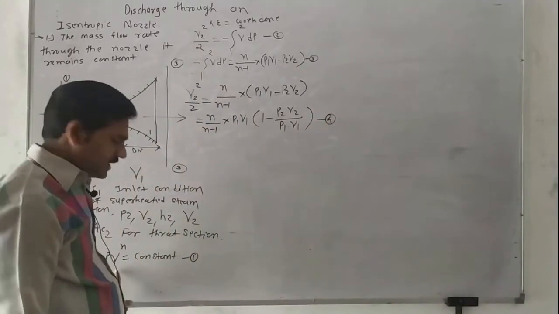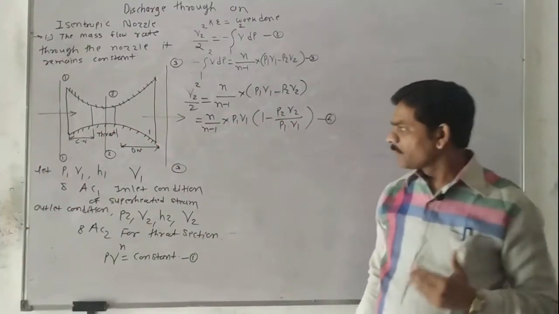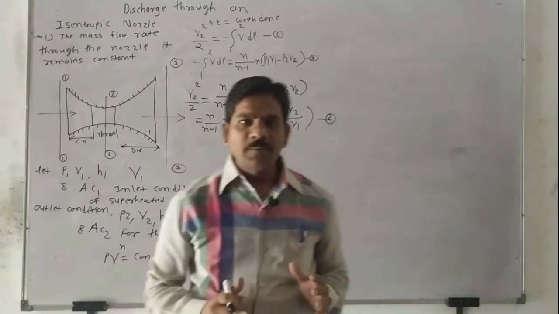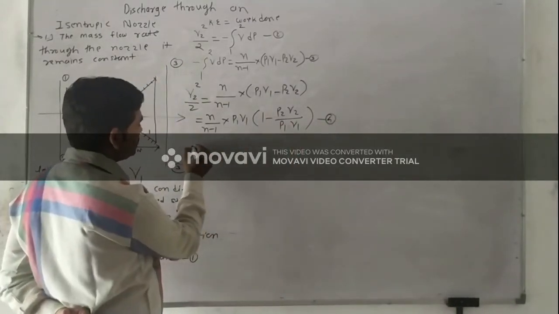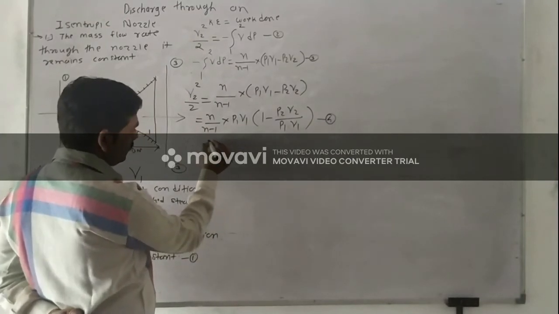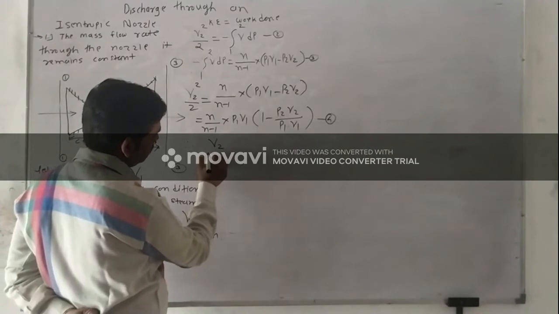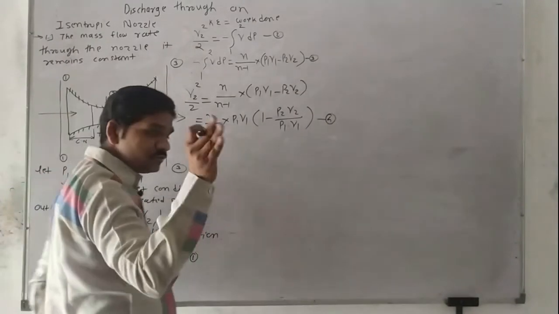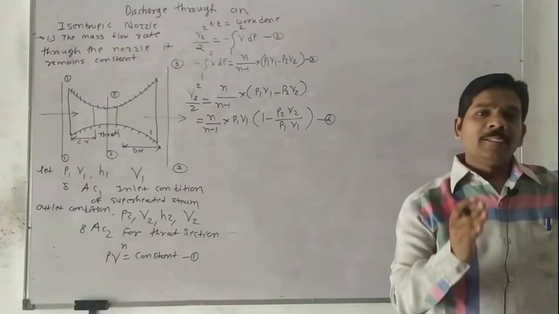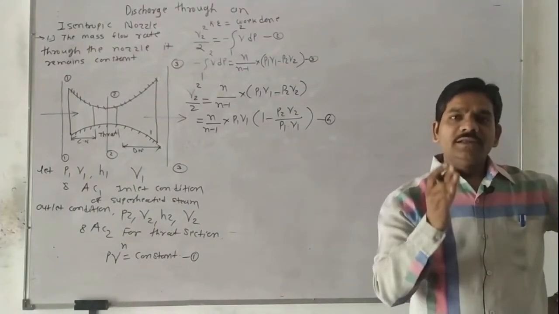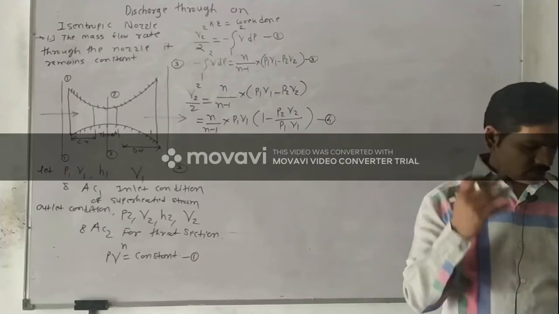But which is the process? The process is isentropic, PV to the power n is equal to constant. So for an isentropic process, what do we know? In the third semester or in the previous section, you should remind students the relationship of pressure and temperature, then pressure and volume, then volume and temperature. There are so many relations in an isentropic process.